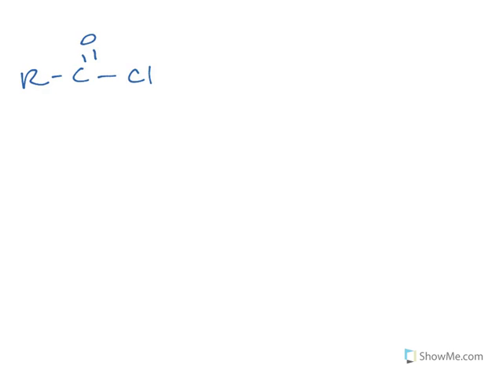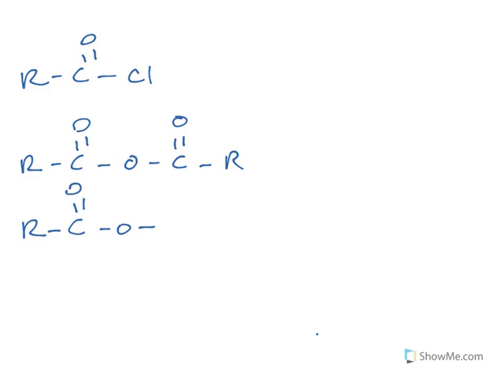leaving group. So there we have the acid chloride. Here we're going to have the anhydride. Then we have the ester. And then the amide. Filling in all my lone pairs here.